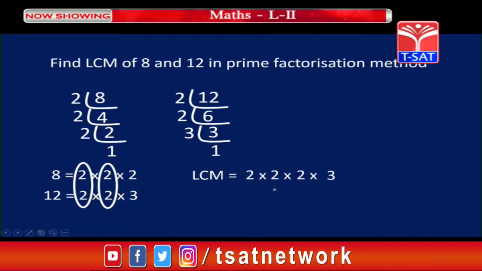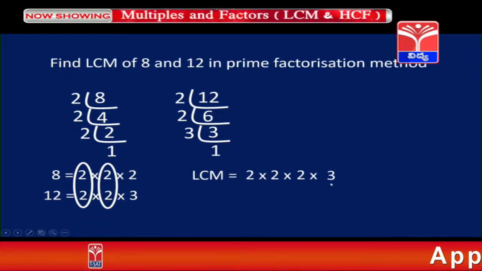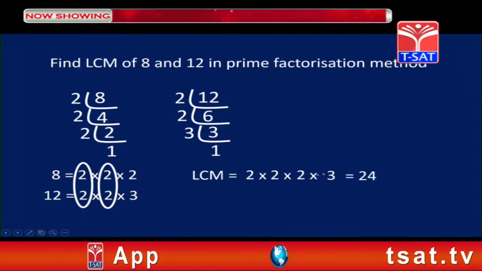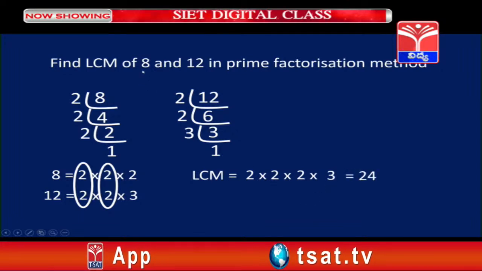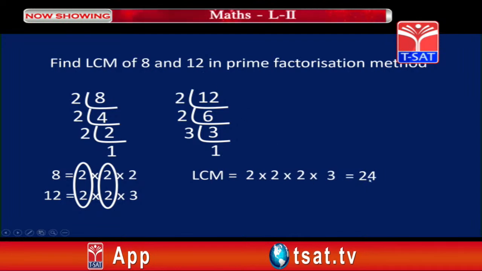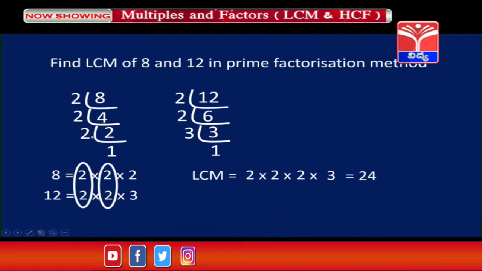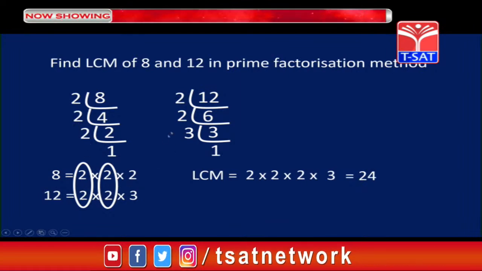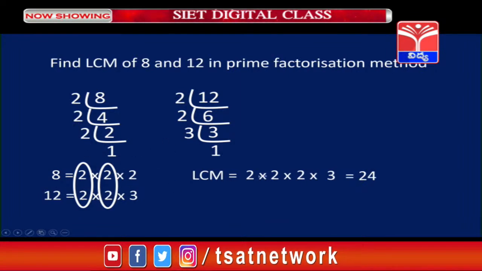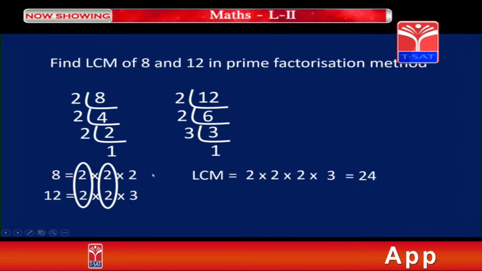So 2 into 2 is 4, 4 into 2 is 8, 8 into 3 is 24. The LCM of 8 and 12 is 24. So students, try to write prime factorization in this manner and find the common prime numbers and write those here, and the remaining leftover numbers we should write here.